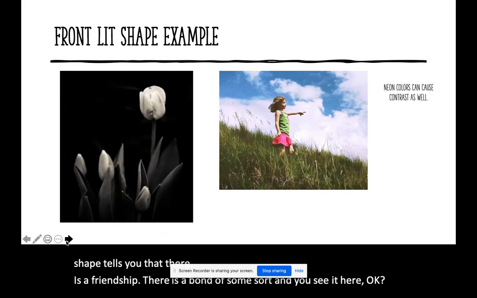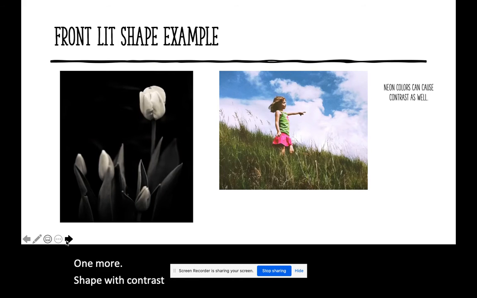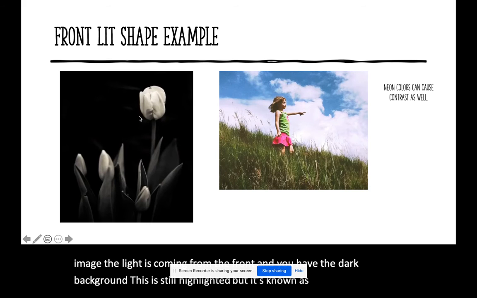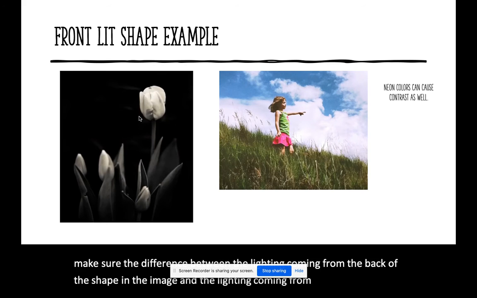One more shape with contrast example is front light. So in here, notice how in the image the light is coming from the front and you have the dark background. This is still highlighted, but it's known as front lit. Okay, so make sure you know the difference between the lighting coming from the back of the shape in the image and the lighting coming from the front of the shape in the image.